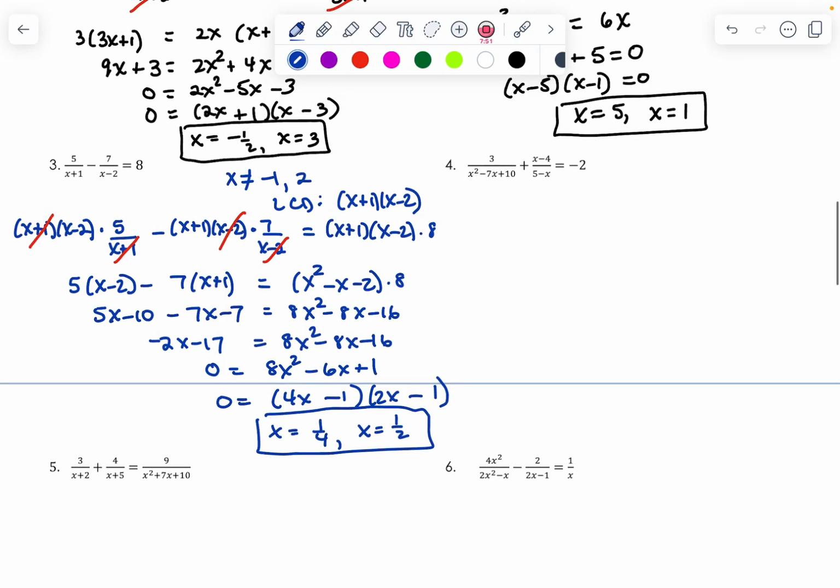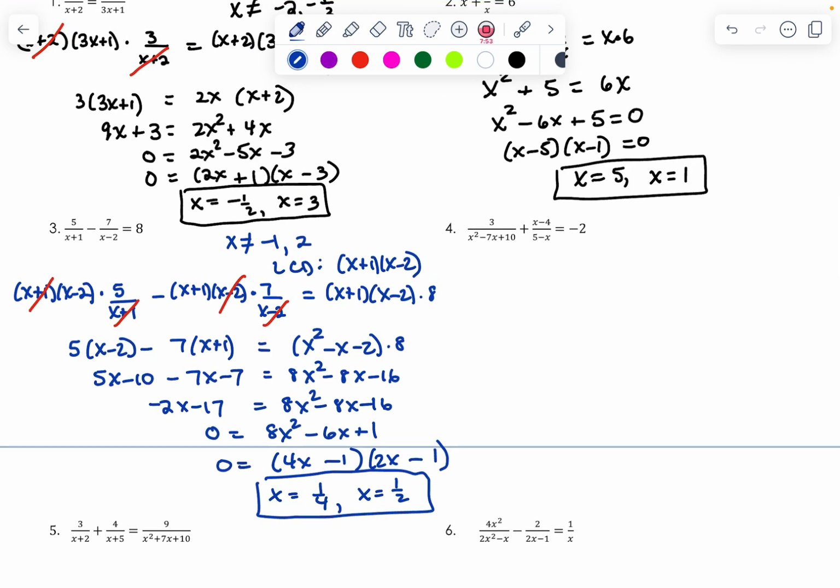All right, now number 4. This one's going to be a bit of a doozy here, okay? I personally like to factor my denominators. And do you notice the second denominator, it's in the wrong order? So I'm going to first switch this, but pull the negative out. Hopefully that'll make sense. I just switched the order and pulled a negative out. So now I can see that the domain restrictions are still 5 and 2.